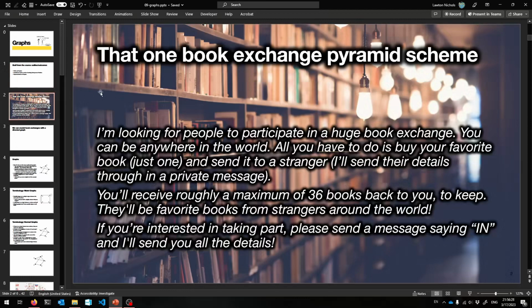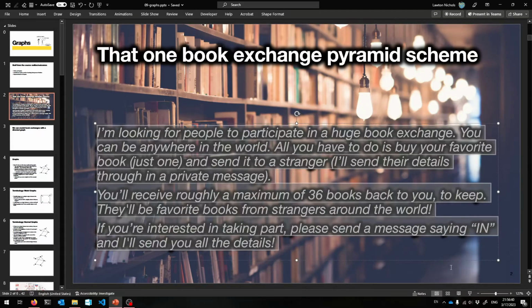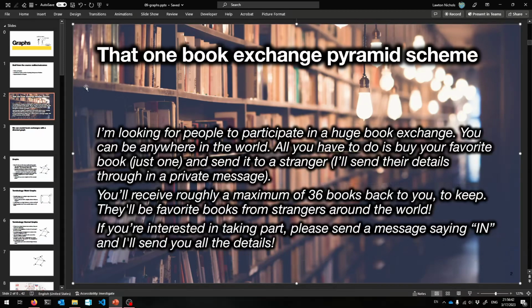And my motivational example is something that I saw on Instagram a couple years ago. Maybe you saw this too, but there was a book exchange message going around where some of my friends had been sending this copied and pasted message to a bunch of people on their story. And it was absolutely a pyramid scheme, and we can prove it with graph theory. So if you'd like to read this, maybe you've seen it already. You can buy one book and send it to one person, and somehow you're going to end up with 36 books on your own.